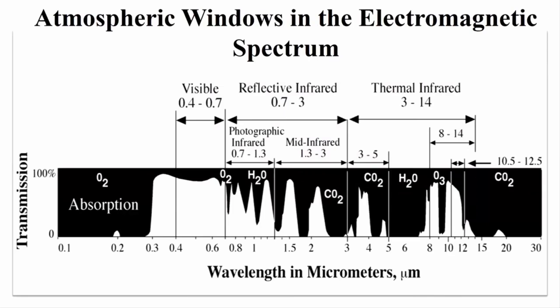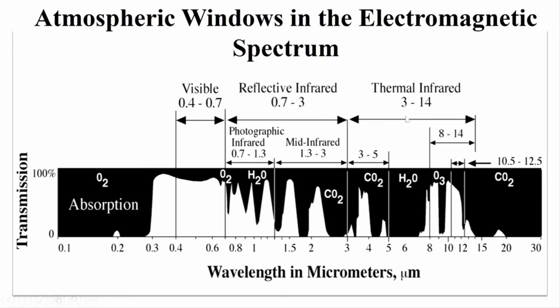Here we are going to see the atmospheric windows in the electromagnetic spectrum. Particularly in the visible range, from 0.4 micrometer to 0.7 micrometer, there is an atmospheric window, and in the reflected infrared, 0.7 to 3 micrometer, there are also atmospheric windows.